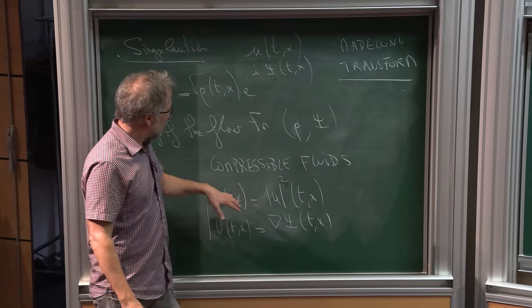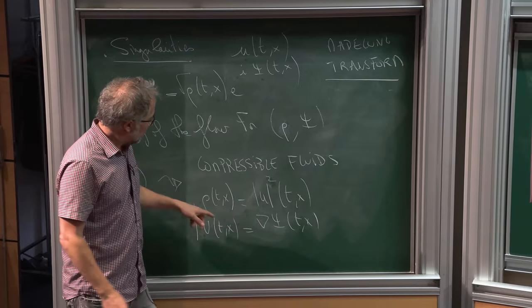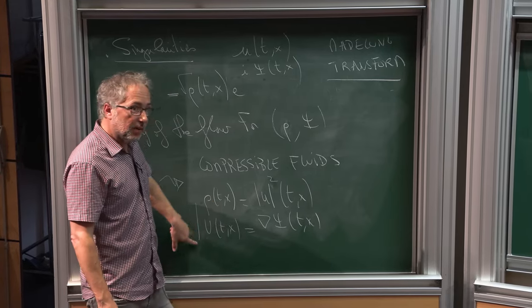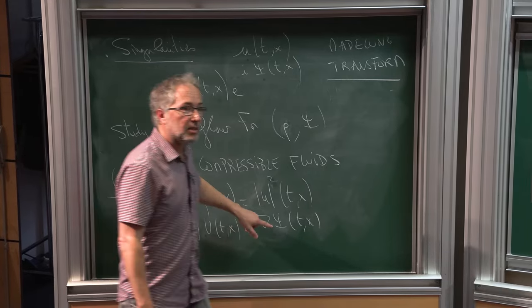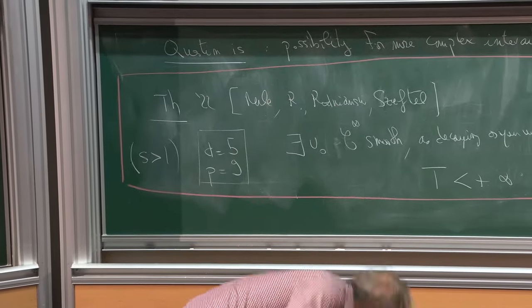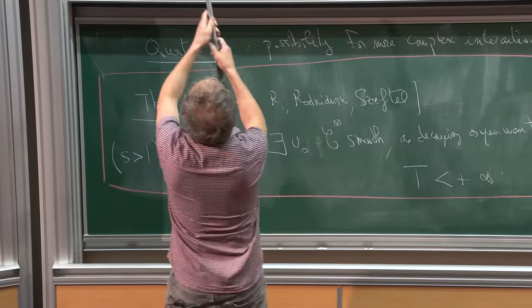It's just the idea that density is one thing, but the important thing is velocity, right? It's velocity that's related to the gradient of the phase. This is how equations show. Okay, so let me just remind you. What are the equations of compressible fluid?